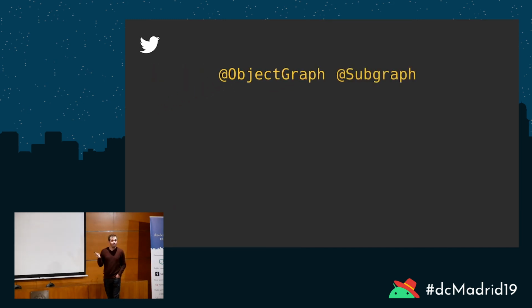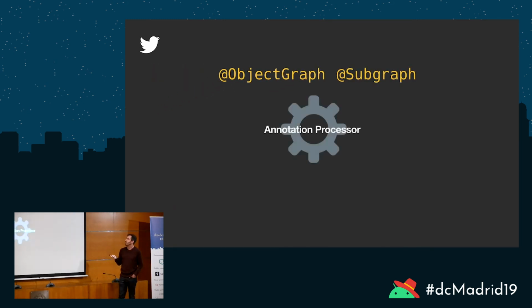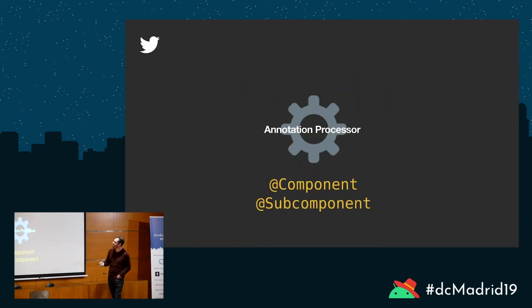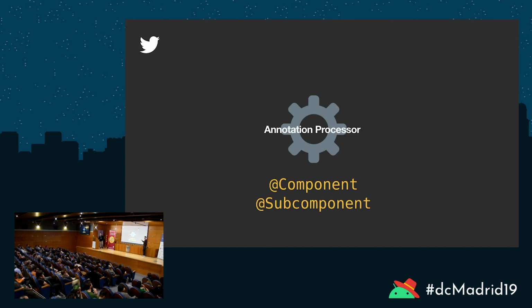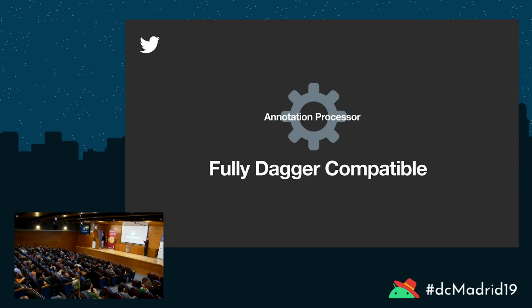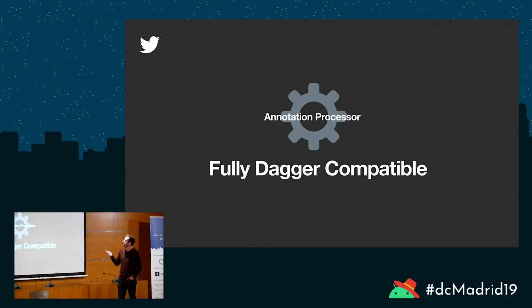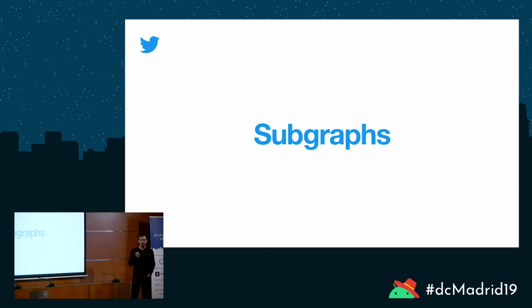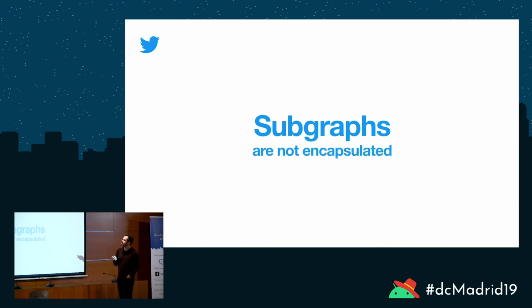So we have these 2 annotations, and of course, we could use an annotation processor. We crunch them. We generate the exact same components and subcomponents that we were manually writing before. So this is entirely compatible with Dagger. We don't have to do the whole conversion at once, since who wants full migrations, right? So this is one nice first step. It's still not entirely great.